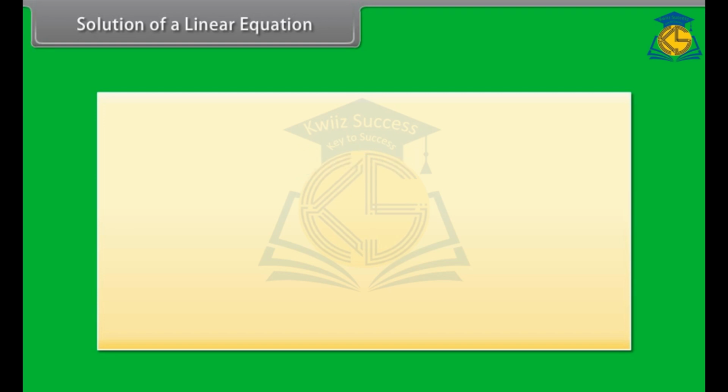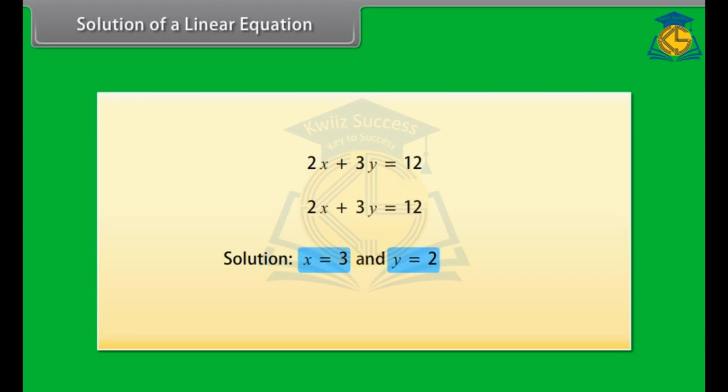Let us take the equation 2x plus 3y is equal to 12. Here x is equal to 3 and y is equal to 2 is a solution because when you substitute x as 3 and y as 2 in the equation above, you find that the answer becomes 12. We can also write this solution as (3, 2), because the value of x here is 3 and the value of y is 2.